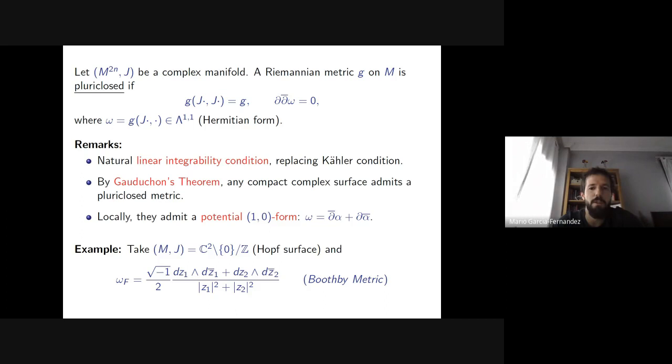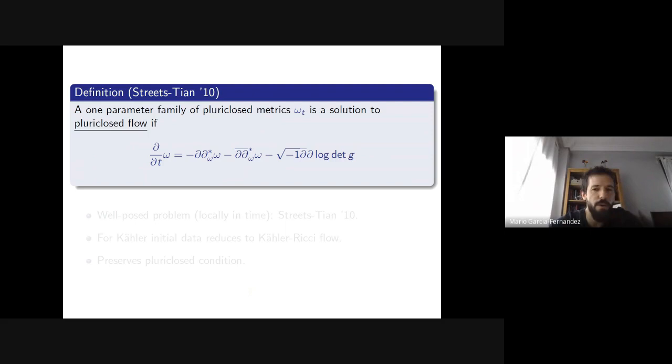Okay, so what is pluriclosed flow? Pluriclosed flow is a flow for pluriclosed metrics. We say that a one-parameter family of pluriclosed metrics omega t is a solution to the pluriclosed flow if this condition here is satisfied. The evolution, by the way, was introduced by Streets and Tian in 2010. And then the evolution of the Hermitian form is given by this combination of 1-1 forms.